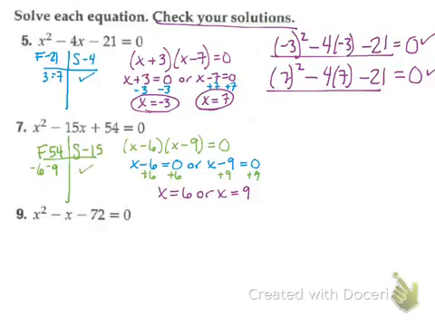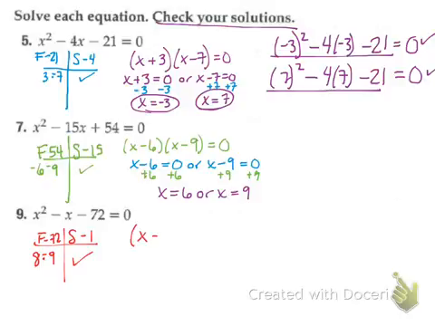Number 9, does it equal 0? Yes, it does. Does it have a GCF? No, it does not. Factor sum table it is. Factors of negative 72 that add up to negative 1. All right, 72, that's divisible by 9, so what is that, 8 times 9? And I need one of them to be negative. My sum is negative 1, so the 9 will be negative, and that'll work.